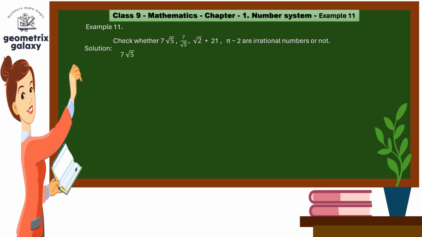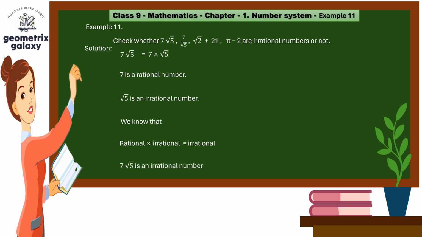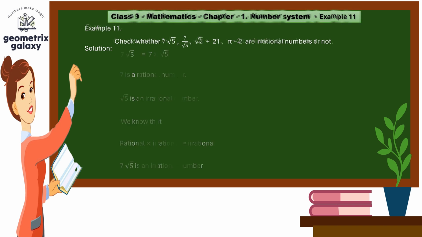7 root 5 is nothing but 7 into root 5. 7 is a rational number. Root 5 is an irrational number. Just now we studied in rules that rational into irrational is an irrational number. So 7, a rational number, into root 5, an irrational number, will give you 7 root 5, an irrational number. Next, 7 by root 5, that is 7 divided by root 5.